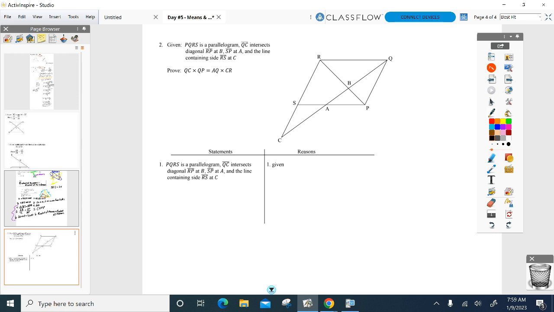Got a parallelogram. That's all I really gave you, a parallelogram. And then notice you're multiplying sides together, so this has got to be a means and extremes. So let's figure out the two triangles first. You need to prove similar.